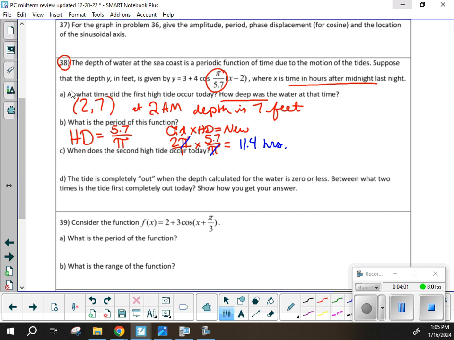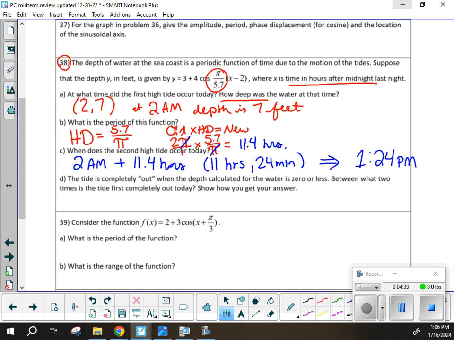Okay, now let's use that and what we found in A. It says, when does the second high tide occur? Well, if we know that one is at 2 a.m., plus this period of 11.4 hours. Now let's be careful with that 0.4 hours. 0.4 times 60, that's really 11 hours and 24 minutes. From 2 a.m., adding on another 11 hours and 24 minutes, it would take us to 1:24 p.m. And you could do another second calc maximum. You would just have to convert that decimal again that you get into an actual time.